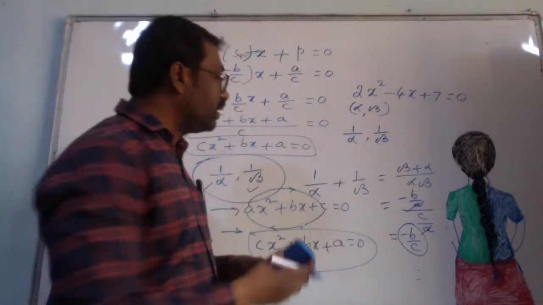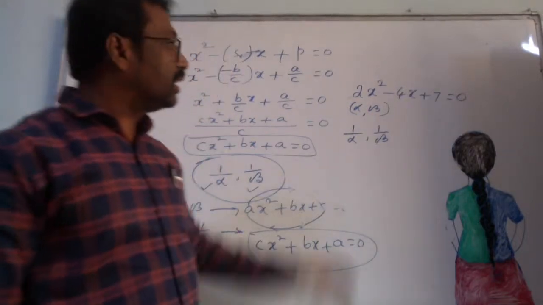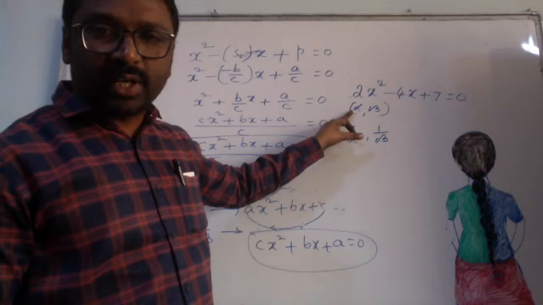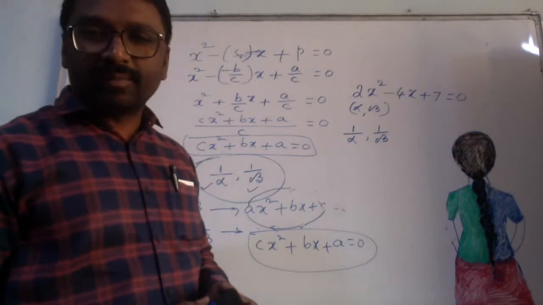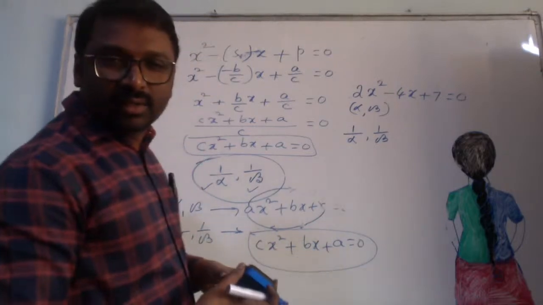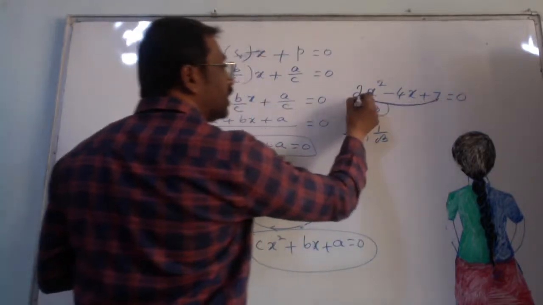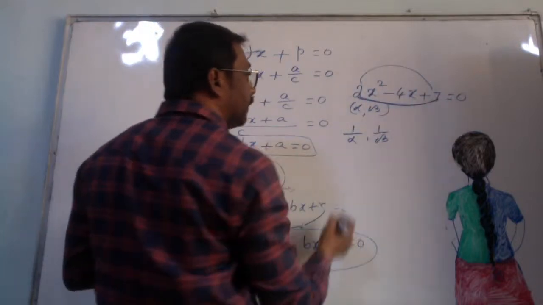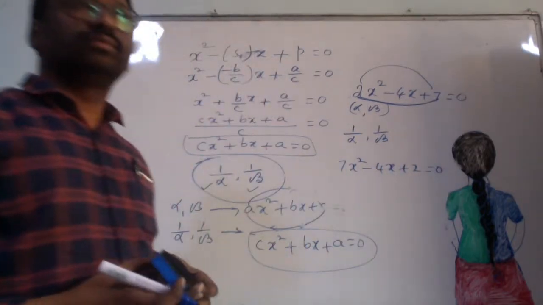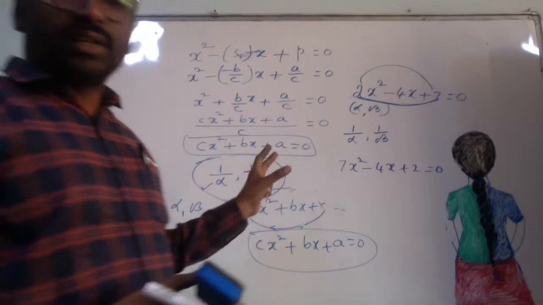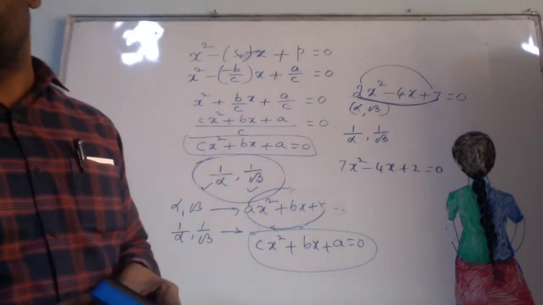Okay, so now tell me what is the quadratic equation? 2x square minus 4x plus 7 equal to 0 is given. So this quadratic equation has the roots alpha and beta. Now I want the quadratic equation whose roots are 1 by alpha and 1 by beta. So can you say? Well done, Aftab. You just interchange a and c: a becomes 7, b is minus 4, c becomes 2. Then 7x square minus 4x plus 2 equal to 0. Okay, so this is the point you have to keep in mind: roots and their reciprocal roots.